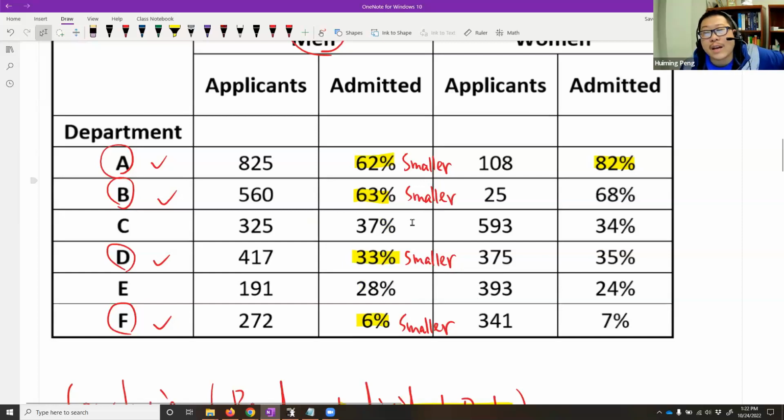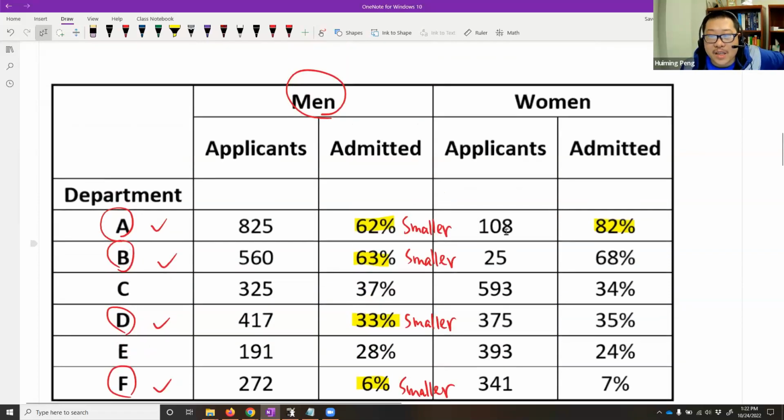Can you look at department A, everyone? How many female students apply? Only 100. How many male students apply? It is 8 times 100. So how do you compare? You have so many male students. Of course the percentage admitted should be lower. It is normal, right? I don't need so many male students to come to the school.